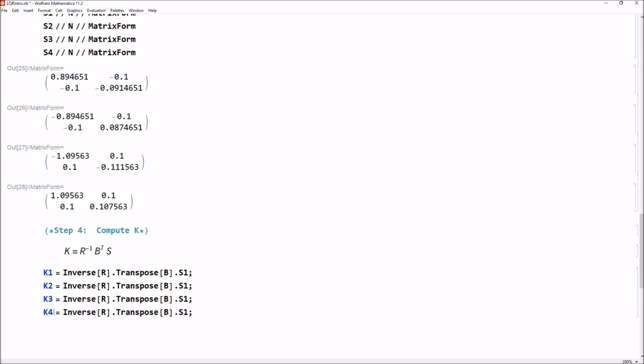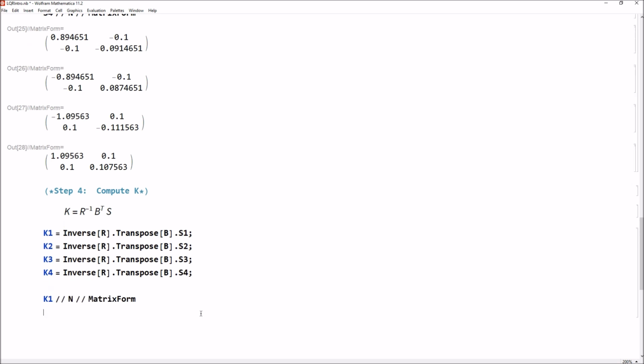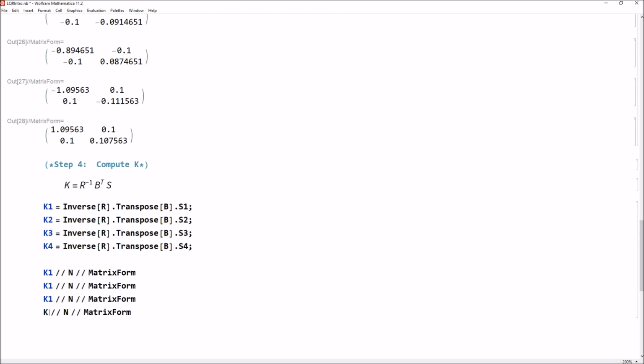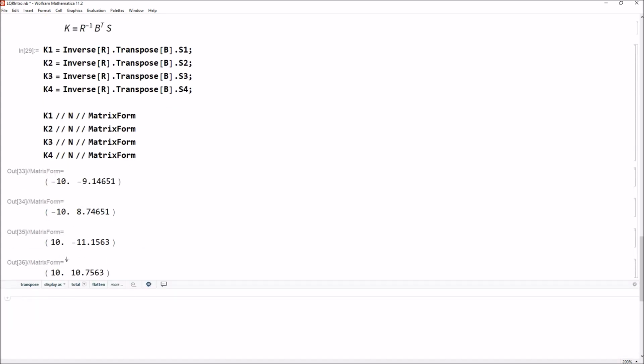2, 3, 4, and then 4, 3, 2. Okay, great. And then let's look at their actual values here for fun. K1 through Kn in matrix form. And again, let's look at all 4 of the different controllers that we've now computed here. Here we go. So you can see they're very different here.